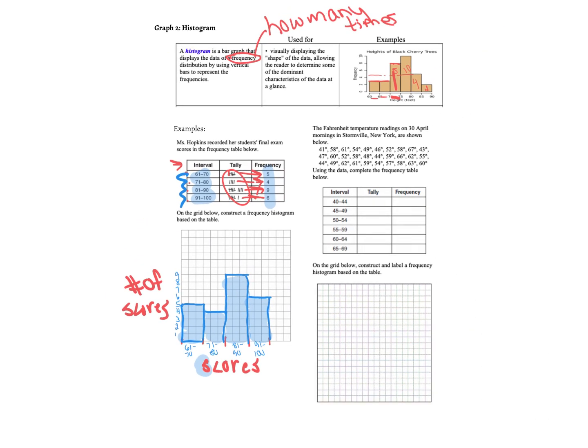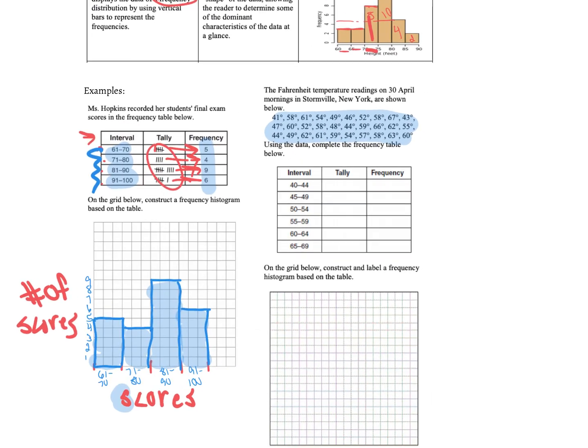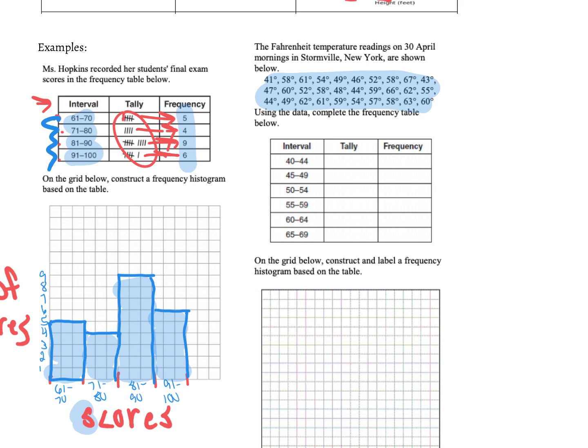Now that we've done one together, what you are going to do is use this list up here of all of the temperatures in the month of April. There are 30 days, so there are 30 temperatures. You are just going to keep a tally. You're going to go one at a time.